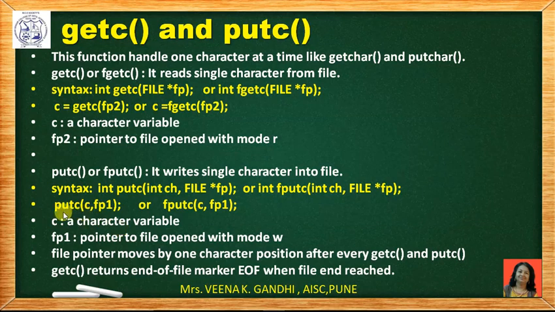Now for example, putc(c, fp1): we want to write the character variable c into a file. Here the file pointer is open in write mode. Or you can use fputc(c, fp1). So c is a character variable and fp is a file pointer opened with the write mode. After every read or write operation, the file pointer moves one character position. getc returns the end of file marker, EOF, when the end of the file is reached.